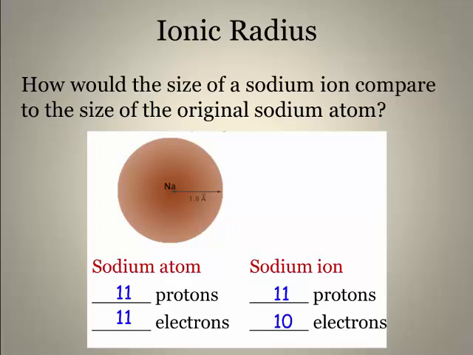How will this change affect the radius of the particle? The sodium ion will be smaller than the atom, 0.95 angstrom. Less electrons means less repulsion, so the nucleus can draw the whole electron cloud in tighter than before.